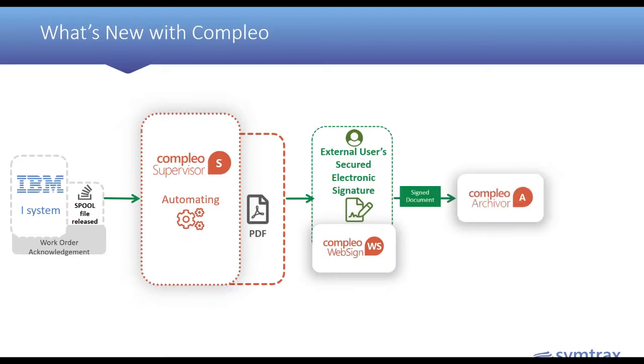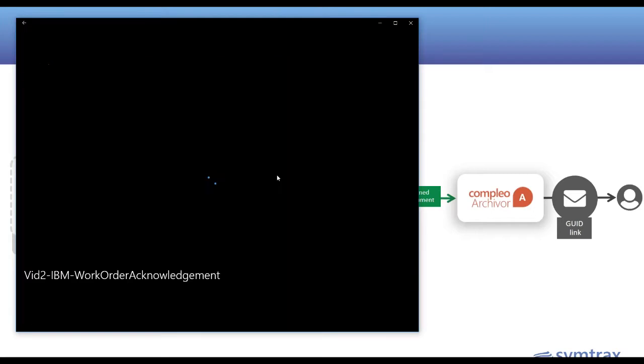All right, once that document is signed, it'll be sent over to Compleo Archiver, which is our web storage facility. And once that archiver creates or grabs this file, Compleo is going to create a link to that file on our website. All right, so we're going to go ahead and show you what that looks like in terms of this work order on the iSeries. So I'm going to go ahead and start this quick little video.